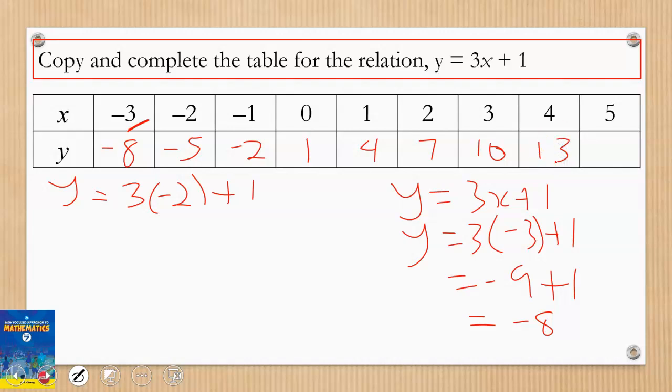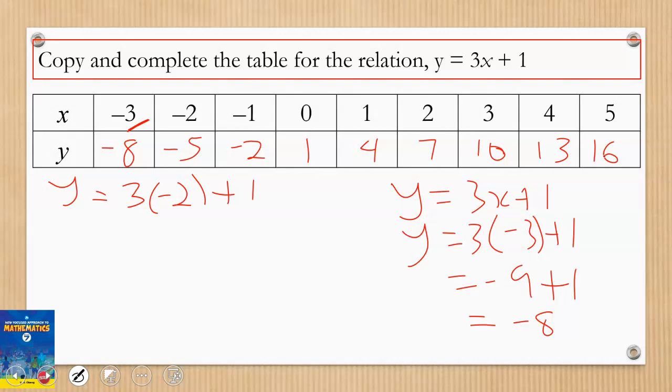So if you put in 5, you are going to get 15 plus 1, which is 16 as well. So that becomes your table of values. Okay, now we can plot this table of values using our graph sheet.